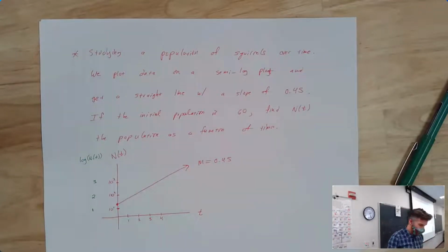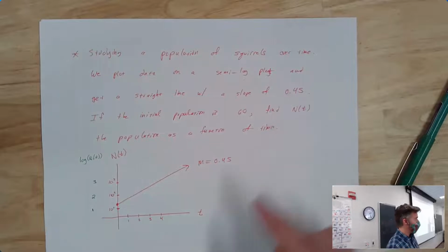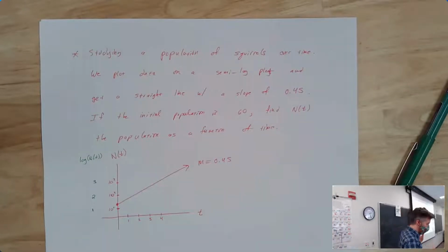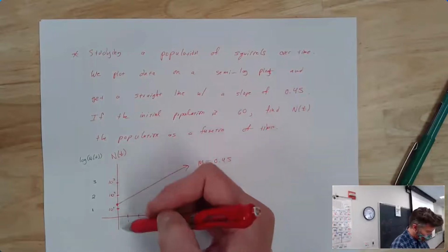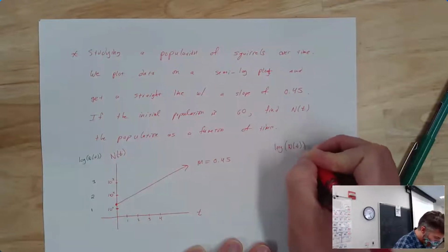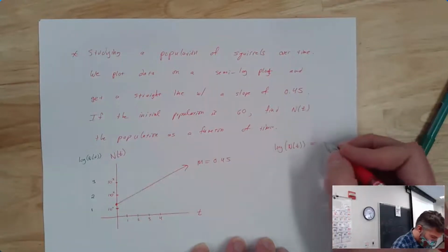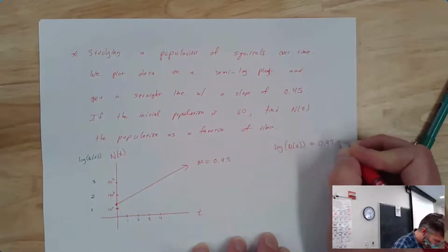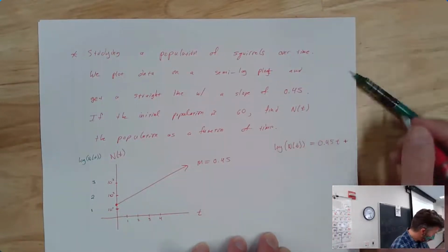We're trying to find n of t, right? We want to find the number of squirrels as a function of time. So we're going to start with the fact that we know some stuff. In fact, I don't even need to know that it's going to be exponential. I mean, it would be nice to know, right? We talked about it, but we don't actually need to know that. Here's all we really need to know. We know that the thing we're plotting on the left, log of n of t, is a linear function of time. It is my slope times time plus some y-intercept.